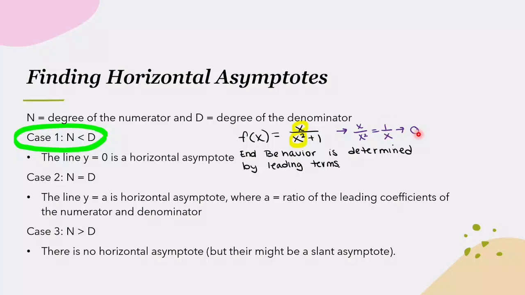Okay, so anytime the degree of the numerator is smaller than the degree of the denominator, that denominator is growing much faster than the numerator, and the function is going to approach y equals 0 when x is very large.